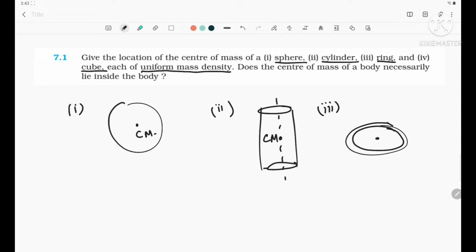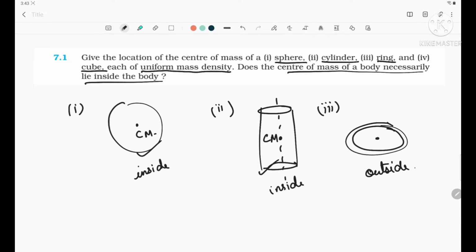Now you can see here that in these two cases, you had the center of mass inside the object. But in a ring, the center of mass lies outside the object. So it is not compulsory that the center of mass should lie inside the body. So for the case of a ring, the center of mass lies outside the body. So this is the center of mass.